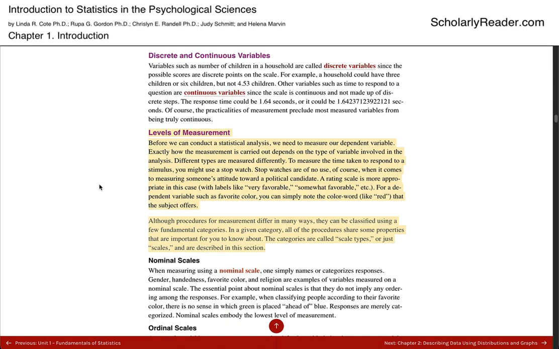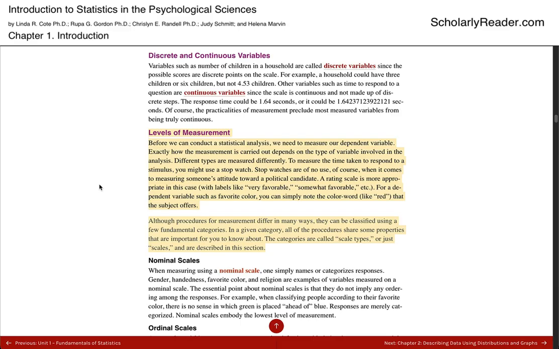Levels of measurement. Before we can conduct a statistical analysis, we need to measure our dependent variable. Exactly how the measurement is carried out depends on the type of variable involved in the analysis. Different types are measured differently. To measure the time taken to respond to a stimulus, you might use a stopwatch. Stopwatches are of no use, of course, when it comes to measuring someone's attitude toward a political candidate. A rating scale is more appropriate in this case, with labels like very favorable, somewhat favorable, etc.